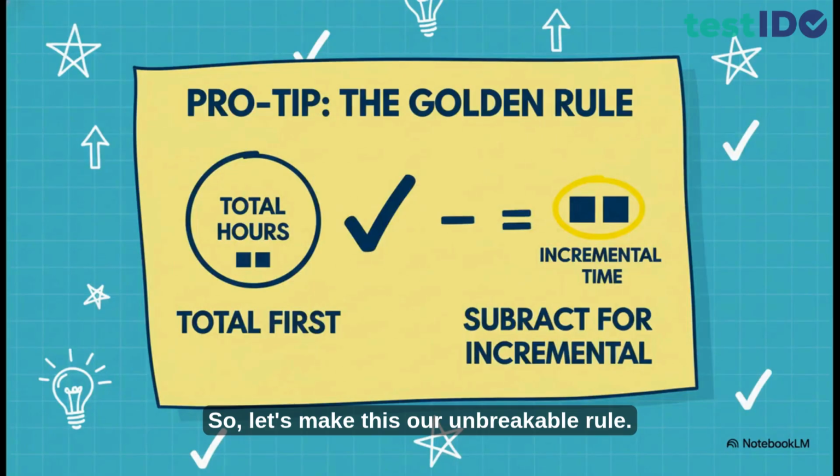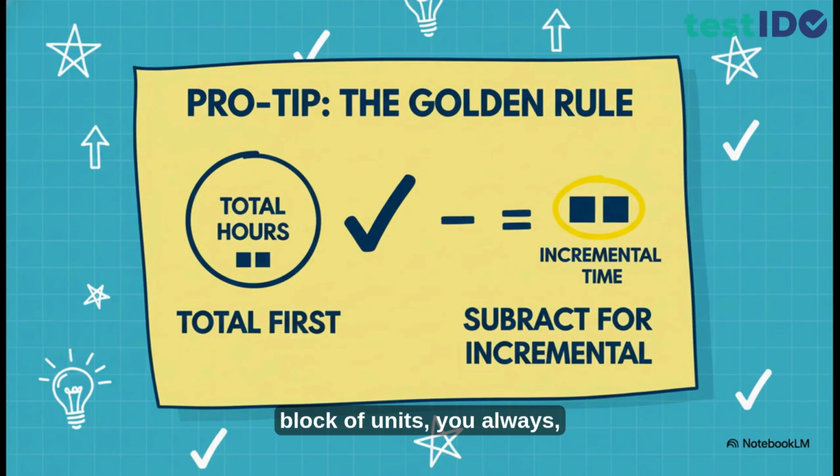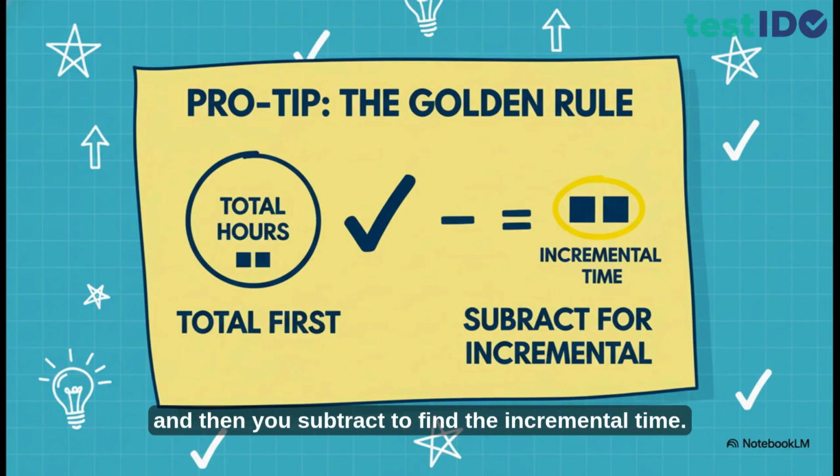So let's make this our unbreakable rule. Write this down. For any question that asks for the time of a specific block of units, you always calculate the total hours first, and then you subtract to find the incremental time. Make that your automatic muscle memory, and you will literally never fall for this trap again.